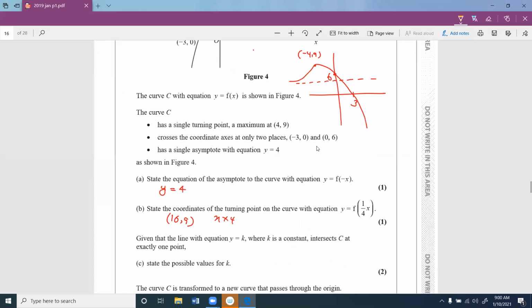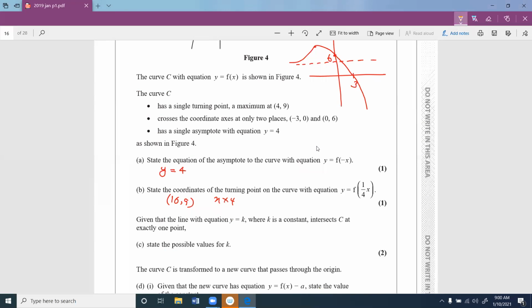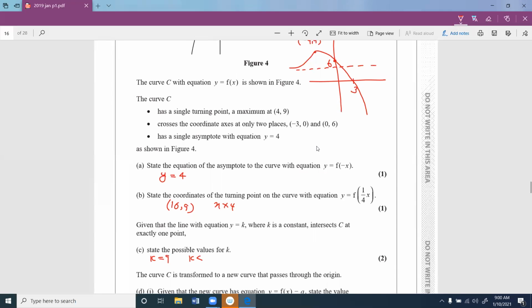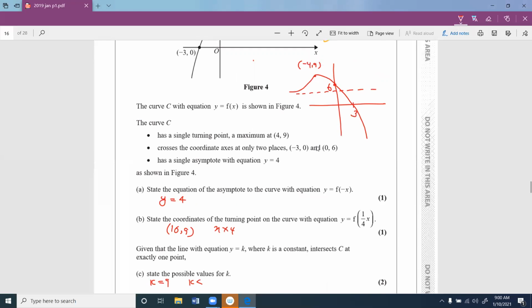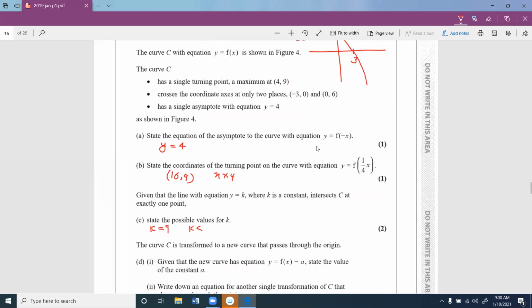The k you can write like this. Then you can say k is equal to 9 is 1 point. The other one is k is less than 4. Less than 4. That's the answer for this.